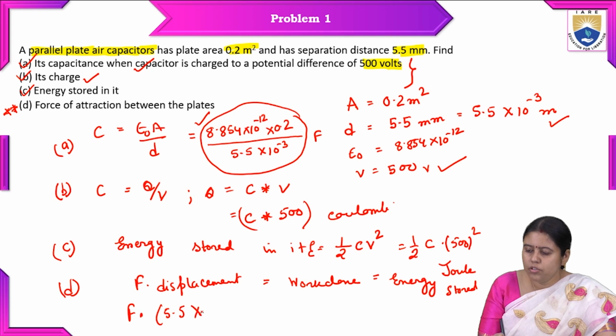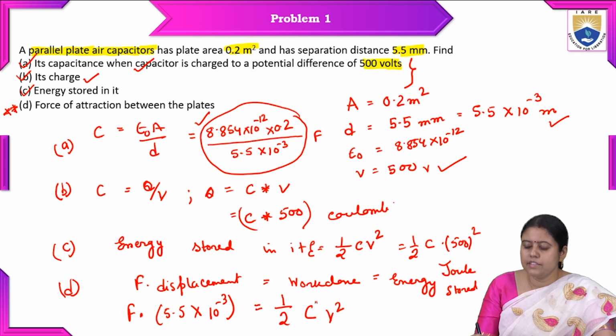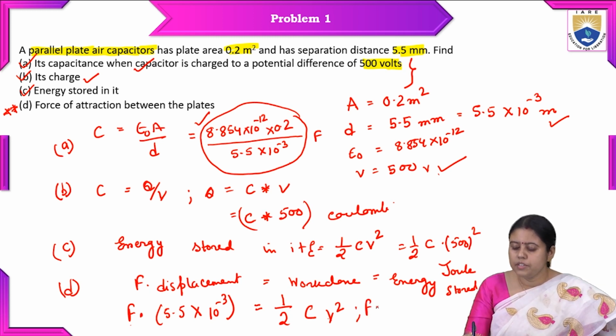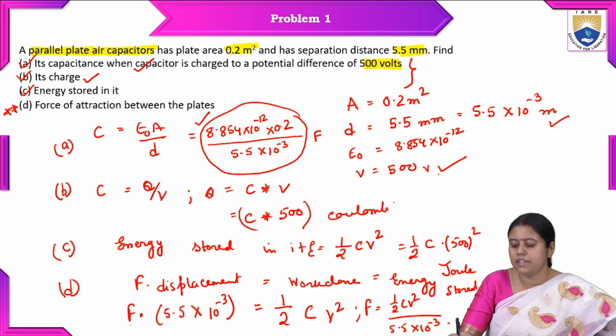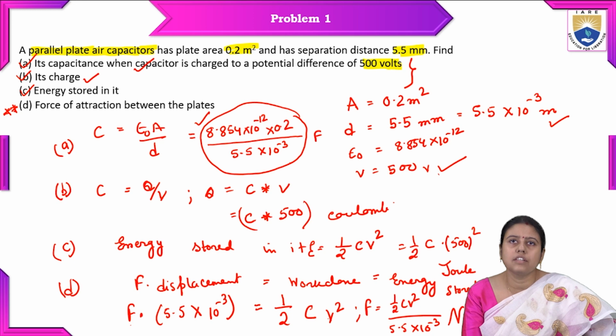5.5 into 10 to the power minus 3 is equal to half CV squared. So if we solve this equation, the C value we know, the V value is given, and the force into displacement value is also given, we can get the value of the force. So force is equal to half CV squared by 5.5 into 10 to the power minus 3. And what is the unit? The unit is Newton.